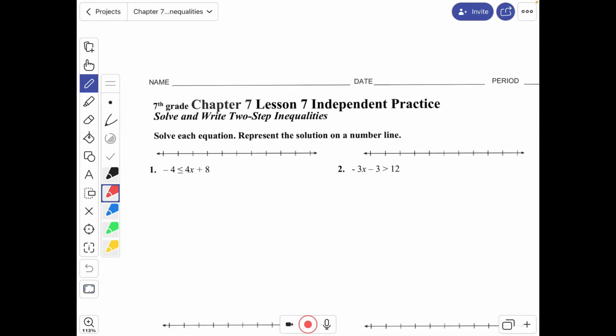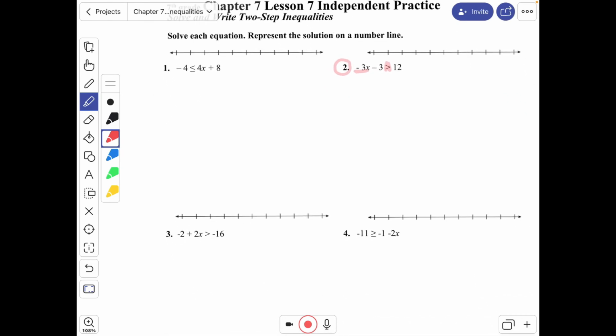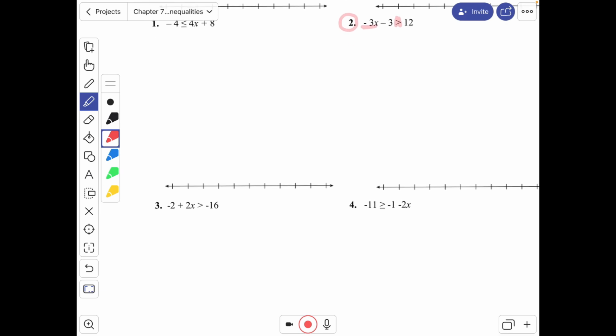Let's look at some of the problems you're supposed to be doing. You're going to be solving the inequalities. And on number 2 here, I see that it has a negative coefficient. That means you're going to be flipping the symbol here. The alligator will have to swim the other direction. I see another negative coefficient over here, which means you'll have to flip the symbol again.